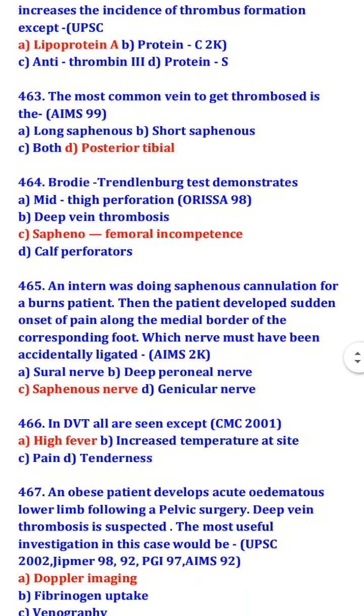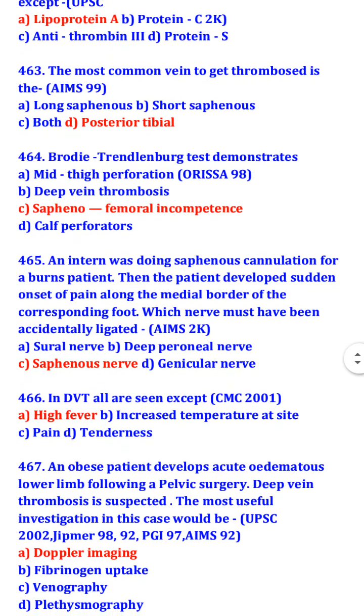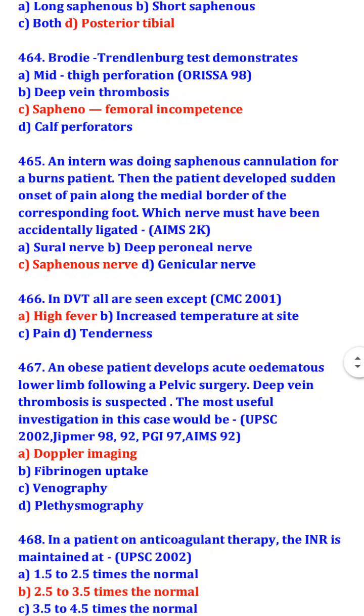An intern was doing saphenous cannulation for a burn patient, then the patient developed sudden onset of pain along the medial border of the corresponding foot. Which nerve must have been accidentally ligated? Saphenous nerve. In DVT, all are seen except high fever. So, in DVT, increased temperature at site, pain, and tenderness is seen.